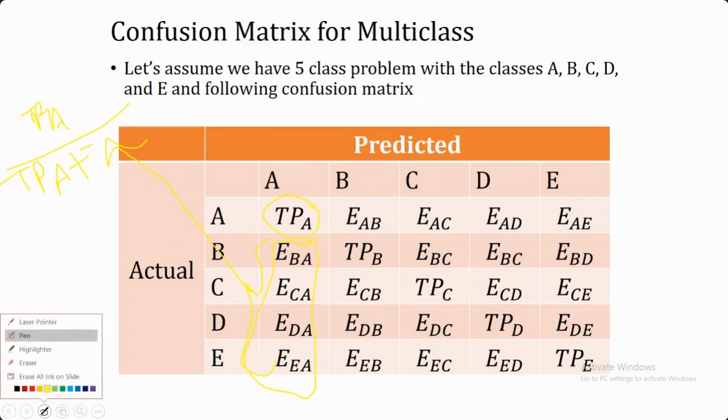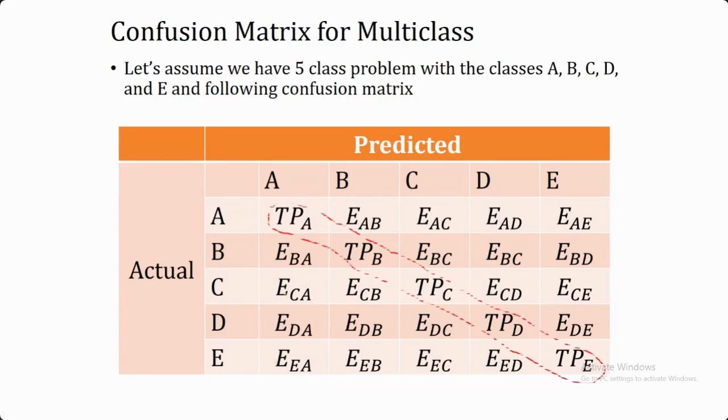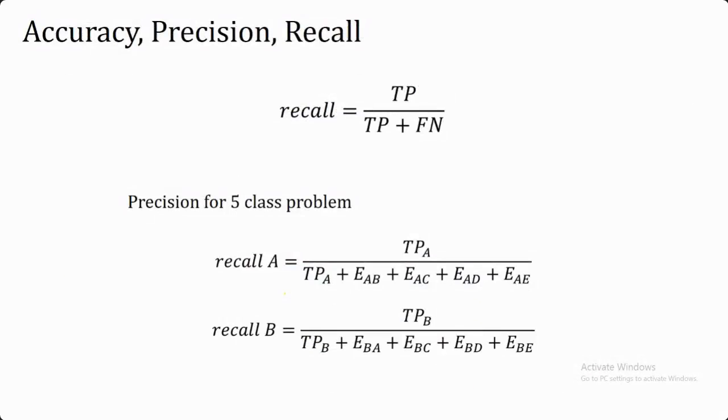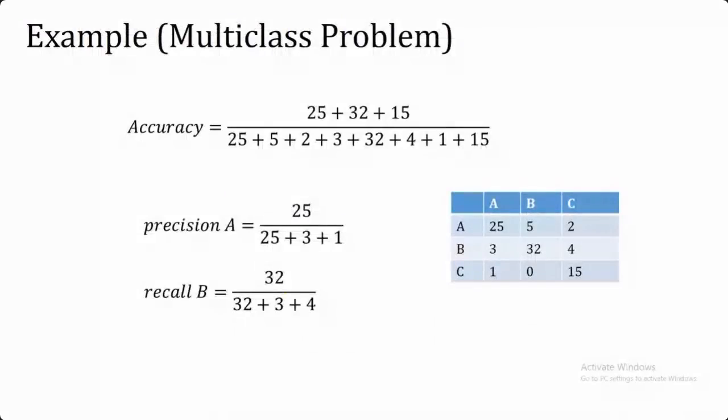So this is the case. This same way you can calculate for the other classes also. Then you can calculate your recall also. Recall is going to be true positive divided by true positive plus false negative. As we were going with your row for precision... In case of precision, we were going with your column. In case of recall, we will go with your row.